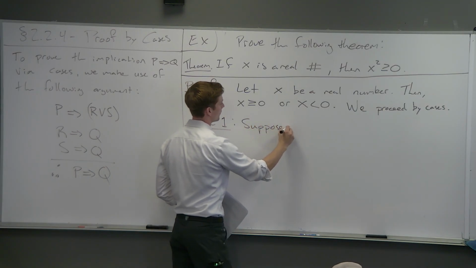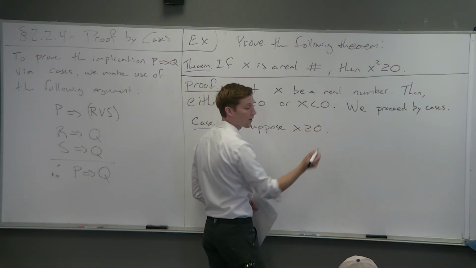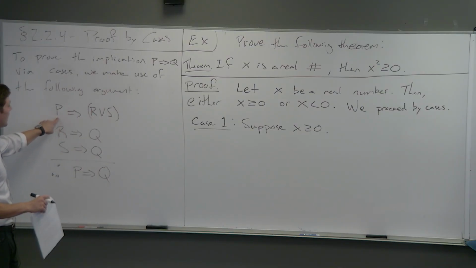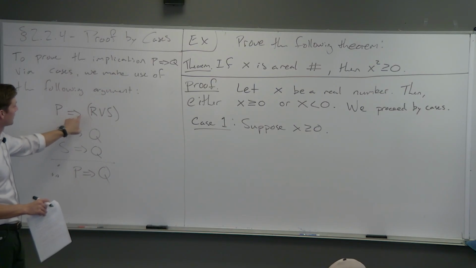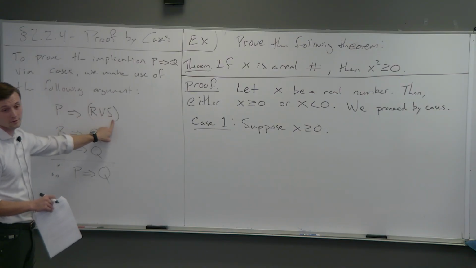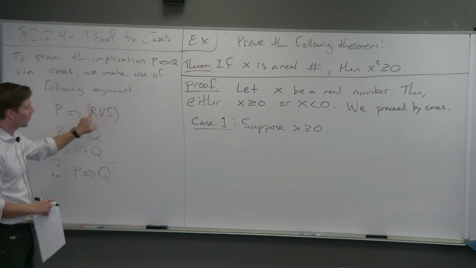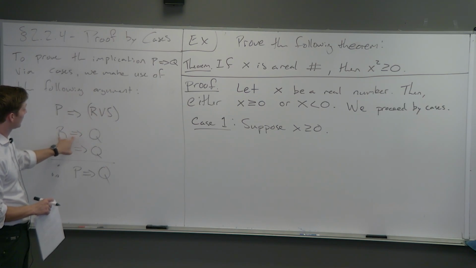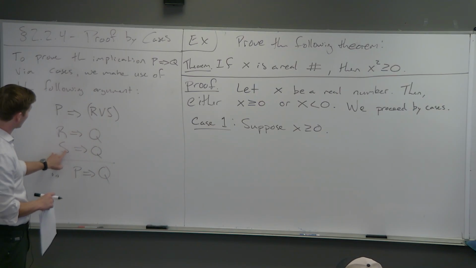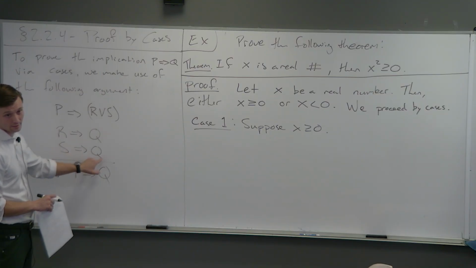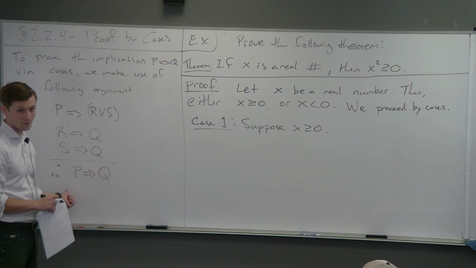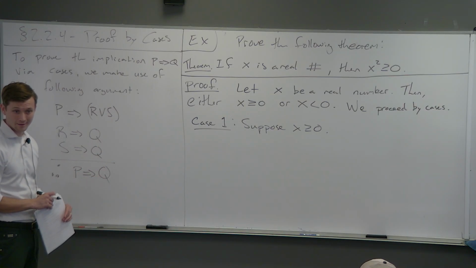Suppose x is greater than or equal to 0. Okay, basically what we said is, look, let x be a real number. This implies that either x is greater than or equal to 0, or x is less than 0. Now we'll show the greater than or equal to 0 case implies that x squared is greater than or equal to 0. And then we'll show that the less than 0 case implies x squared is greater than or equal to 0. Therefore, this thing, right?